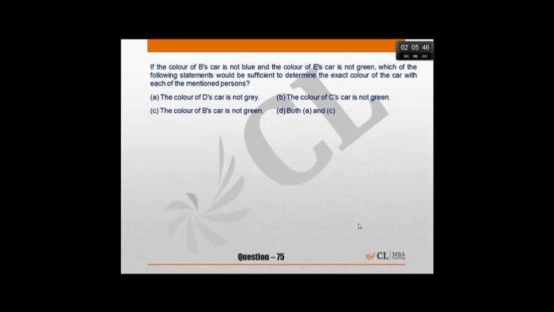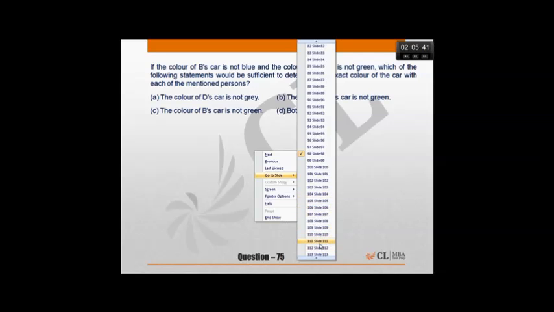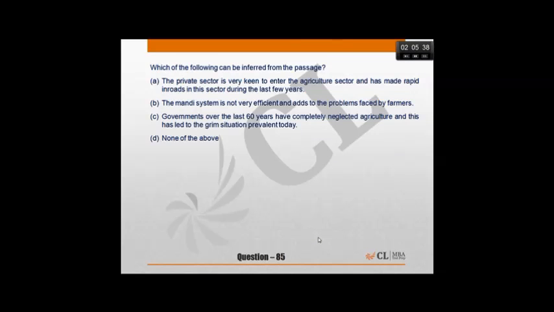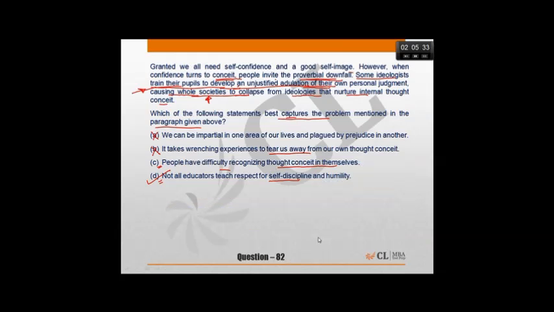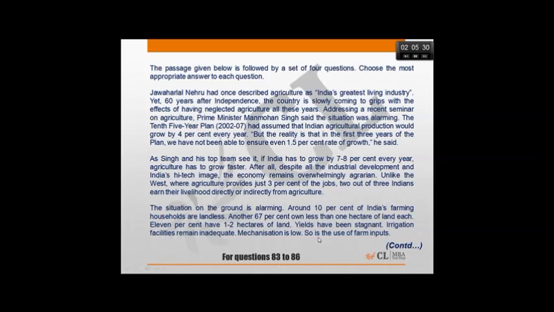Okay. So 65 to 68 has been completed. Let me go now to the agriculture passage, questions 83 to 86. Okay, let me find it, should be somewhere. Go to the slide further. Okay, 83 to 86. Question 83 to 86, the RC passage on agriculture.